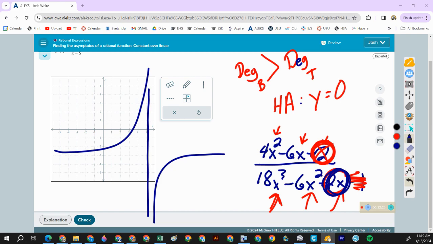And we can use that same logic to say this is insignificant compared to that. And this is insignificant compared to that. And this is insignificant compared to that. So when we're looking at what happens on the x-axis on the far, far right, all that really matters are these.